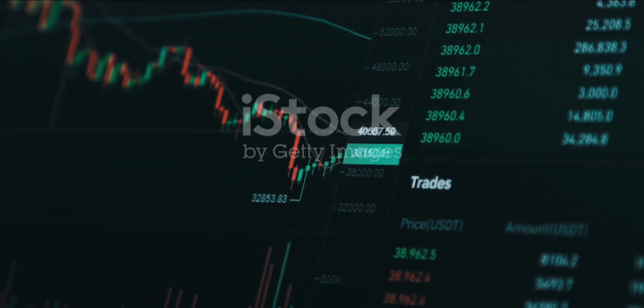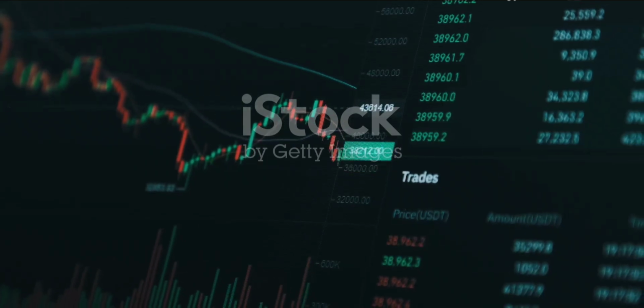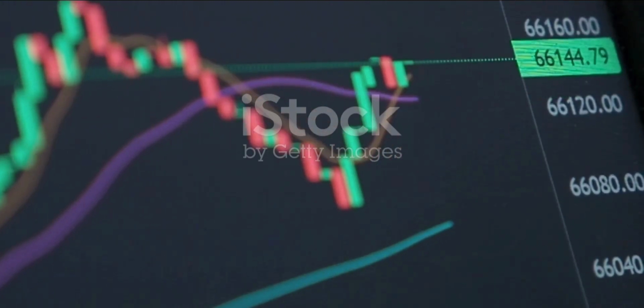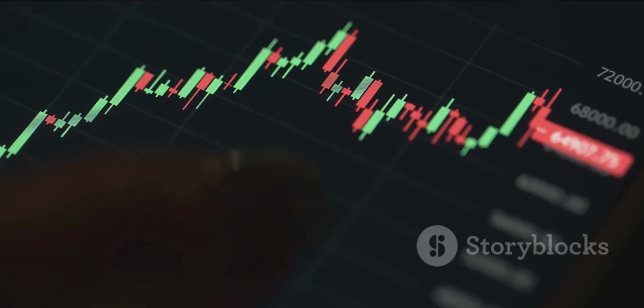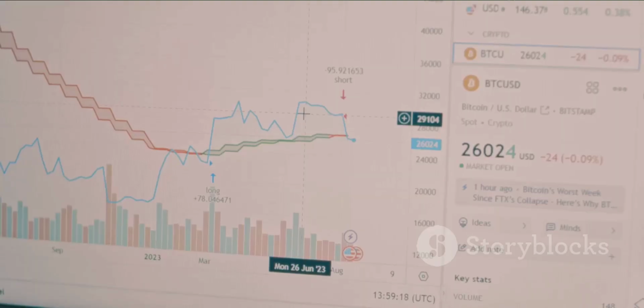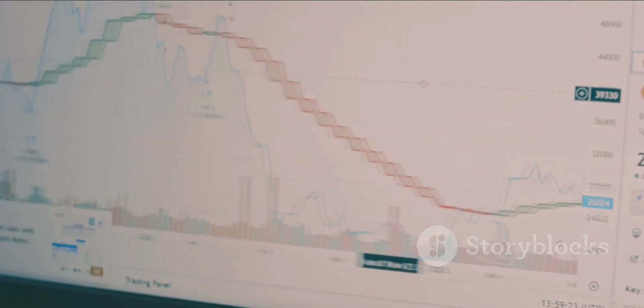When you add the MACD to your chart, you'll see three things: the MACD line, the signal line, and the histogram. The MACD line reacts quickly to price changes, showing short-term momentum. The signal line is a slower moving average, smoothing out the MACD's moves. The real action happens when these lines cross, hinting at possible trend changes.